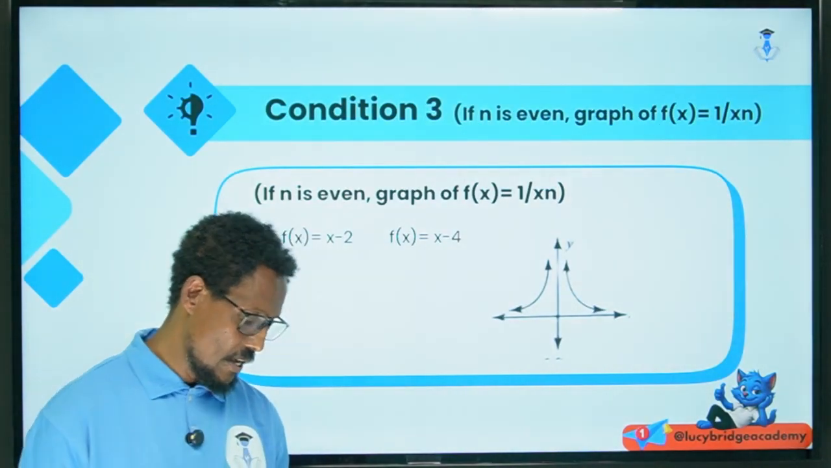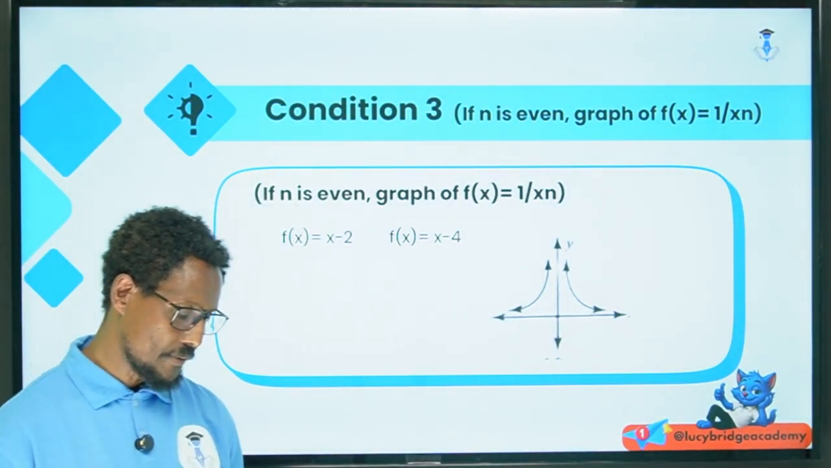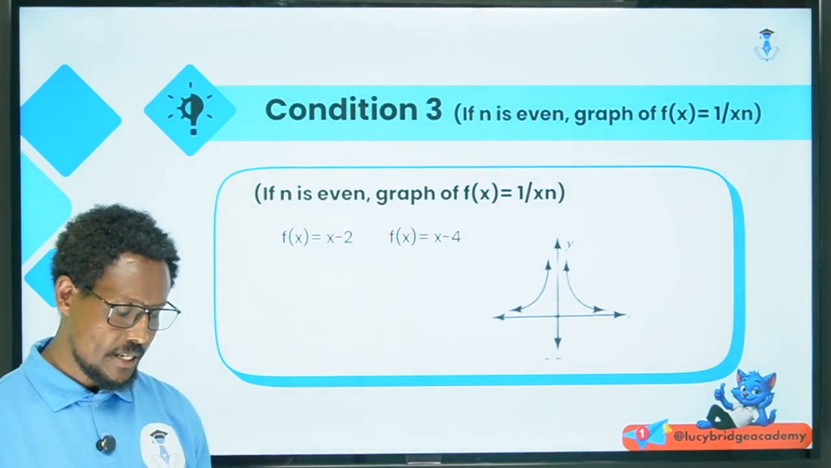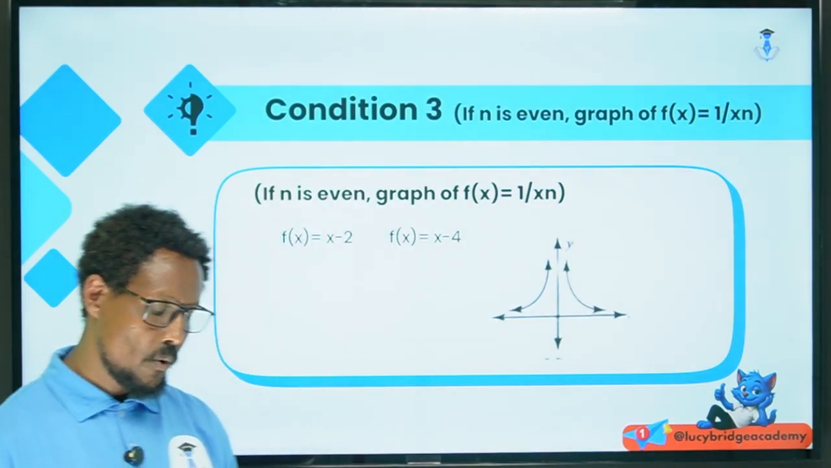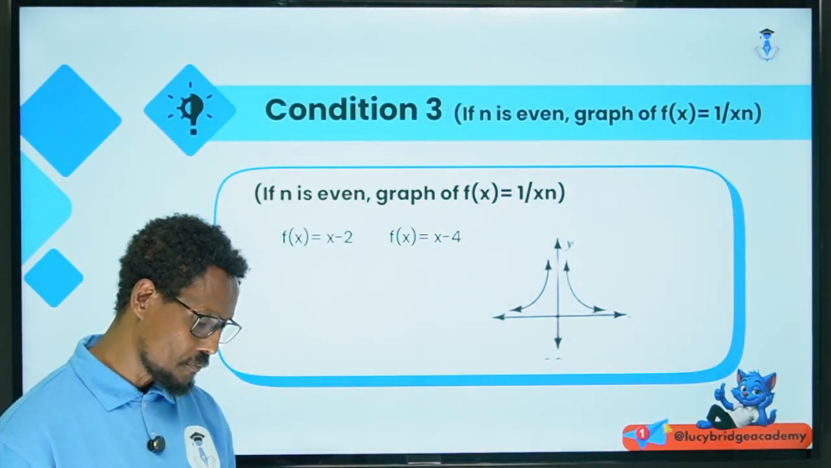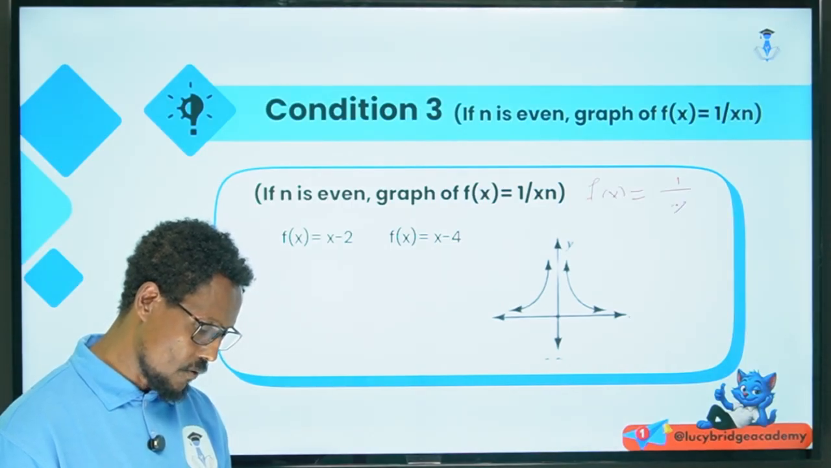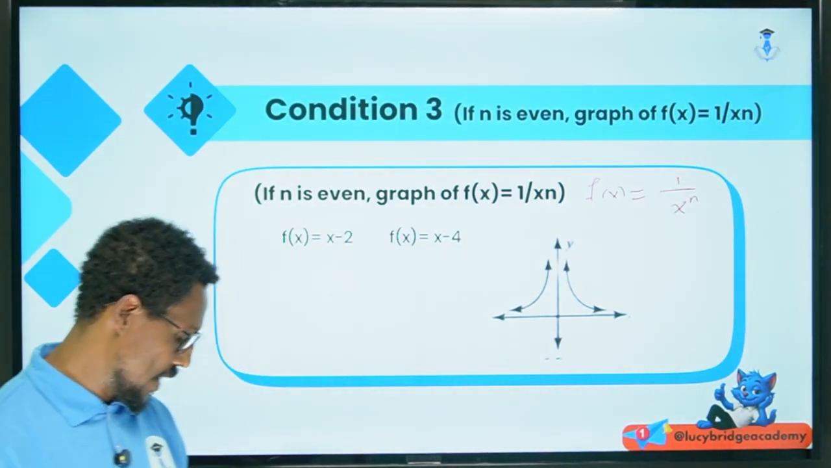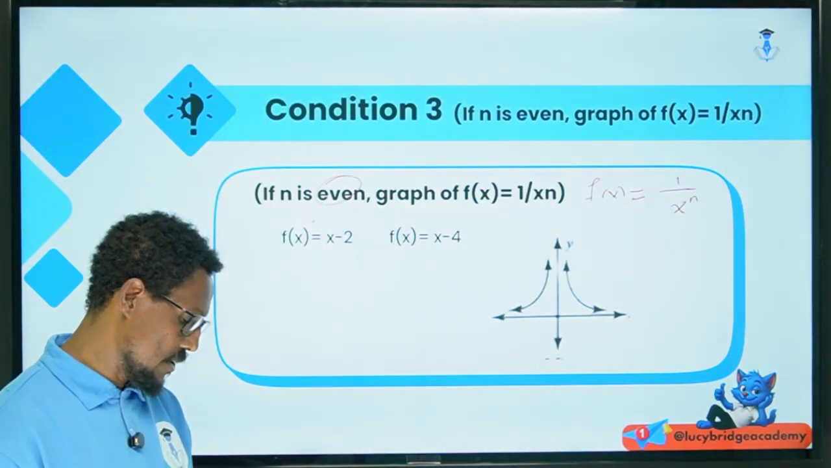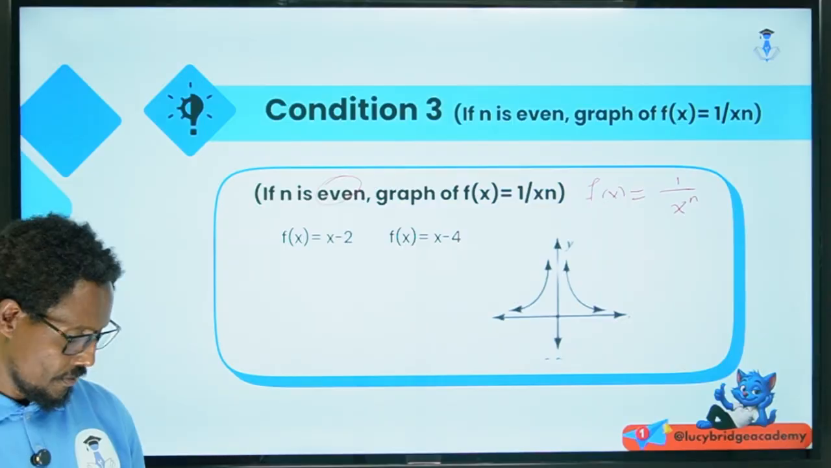Next, if n is even, the graph of f of x which is equal to 1 over x to the power of n. f of x is equal to 1 over x to the power of n, where n is even.